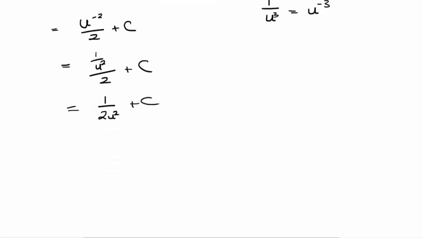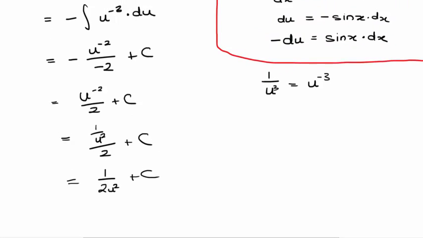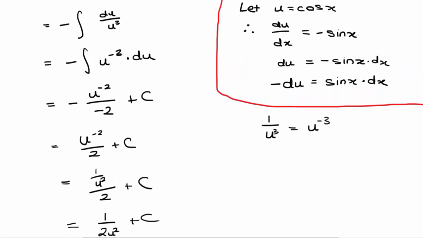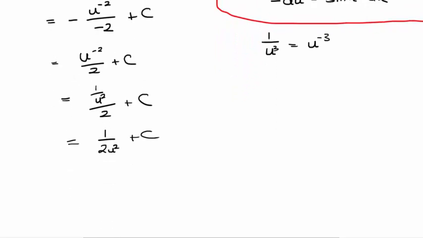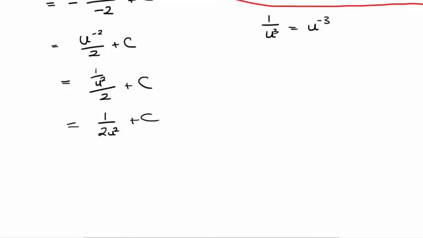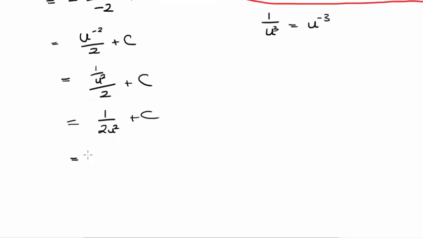And of course, with any u-substitution, just like I said in the previous question, we have to replace u with what we originally intended it to be. We originally wanted u to be cosine of x, so we're going to replace u with cosine of x. This is going to become 1 on 2 times cosine squared of x plus c. And there we go. We've finally integrated, and that's the end of the question.